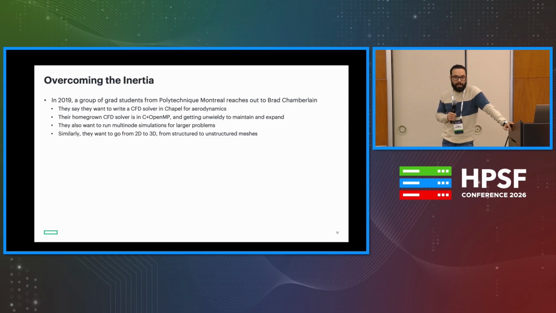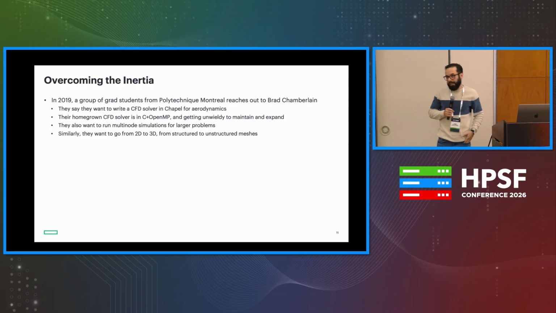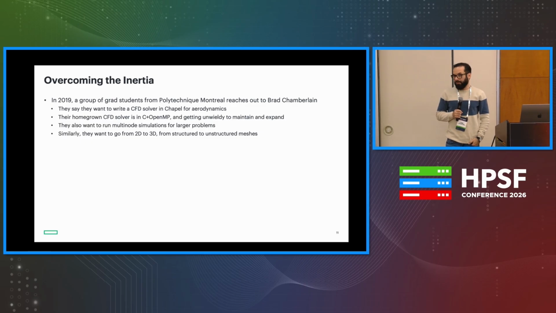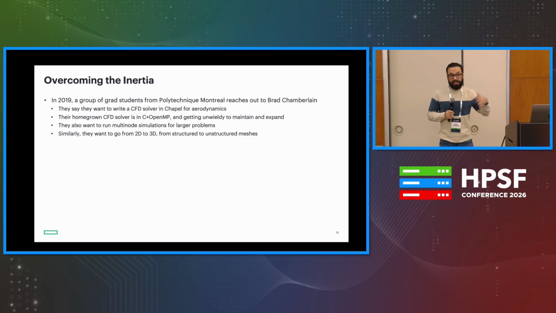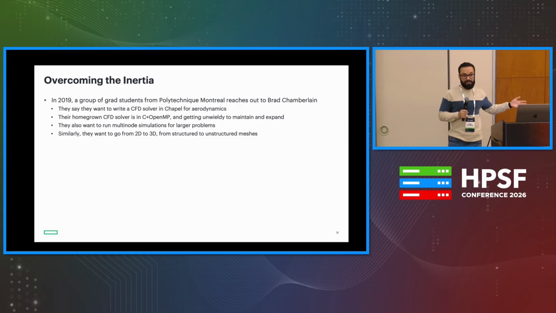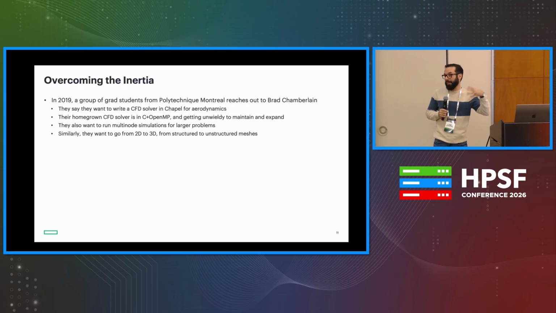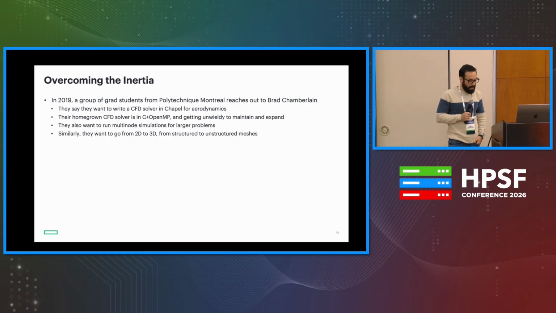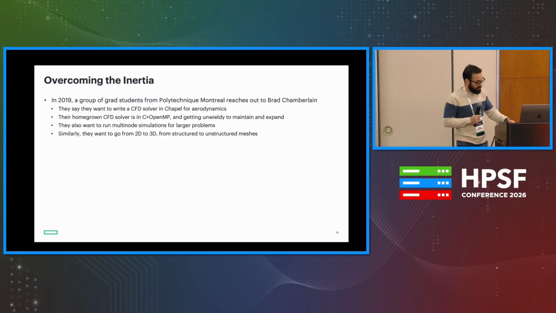This is C++ and OpenMP, so it's a single node parallel implementation, but it's already getting a little bit unwieldy for them to maintain. At the same time, they are running into larger problems. They want to run multi-node, and they also want to go from 2D to 3D, structured to unstructured simulations, so there's a lot of complexity coming in. So they really want to rewrite what they have from scratch. And they're really interested in Chapel, these grad students.